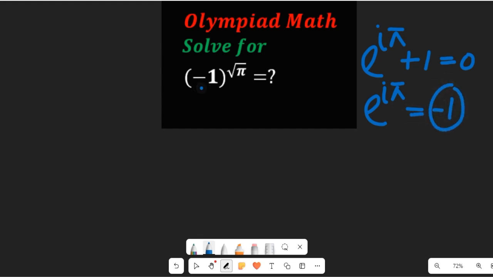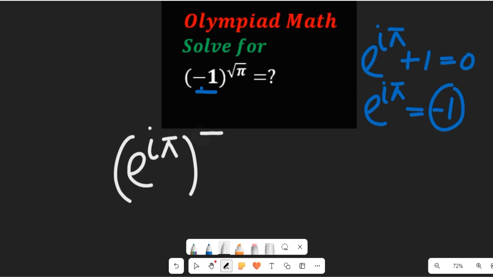This brings us to this expression. That means negative 1 can simply be replaced with the exponent of i pi. So that means this expression can be simply equal to this whole expression. So that means the exponent of i pi multiplied by the square root of pi can be equal to negative 1 multiplying the square root of pi, right? So this cannot be disputed. So how do we solve this?